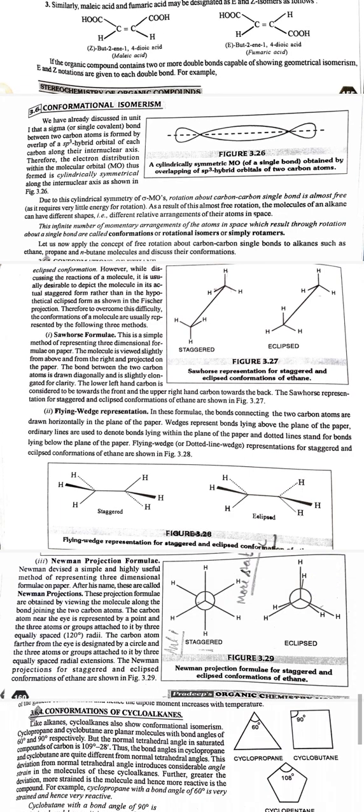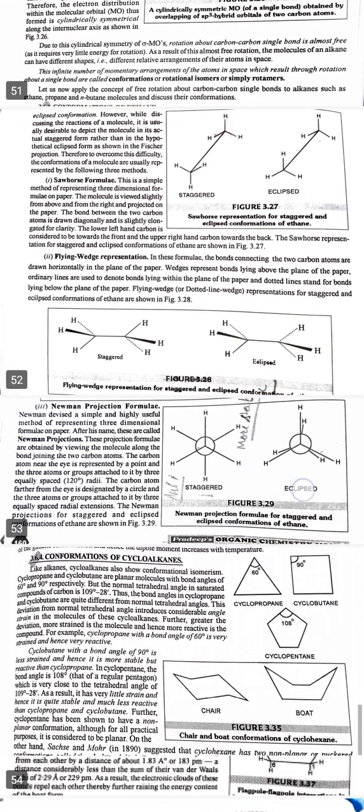Flying wedge representation: in this formula, the bond connecting the two carbon atoms is drawn horizontally in the plane of the paper. Wedges represent bonds lying above the plane of the paper. Ordinary lines are used to denote bonds lying within the plane of the paper, and dotted lines stand for bonds lying below the plane of the paper.